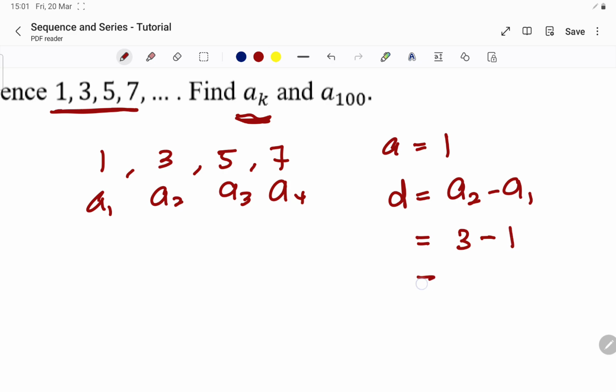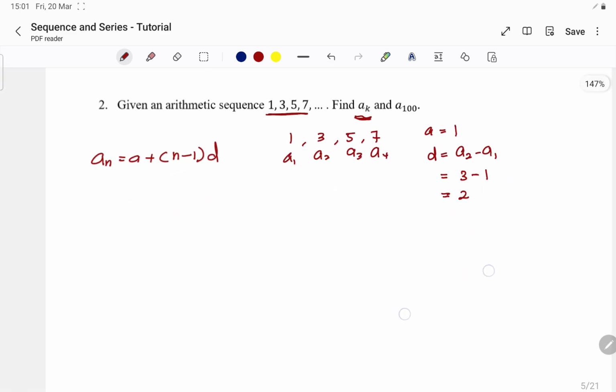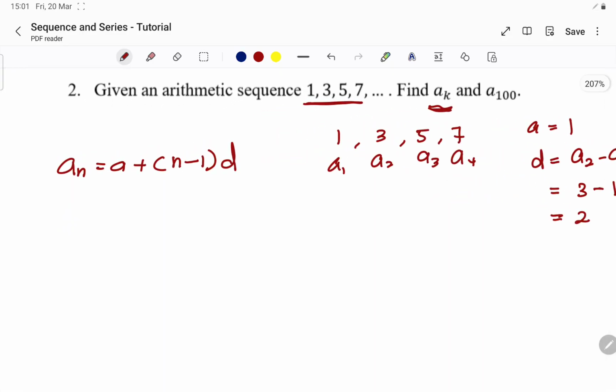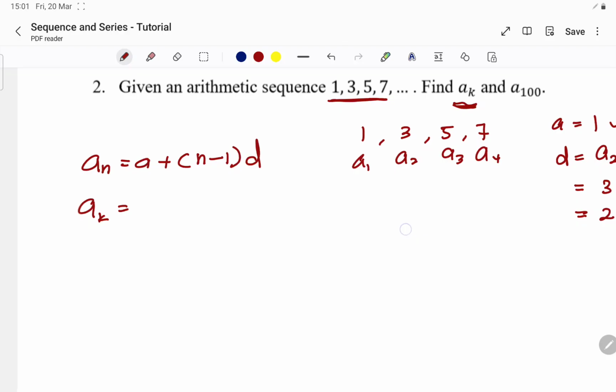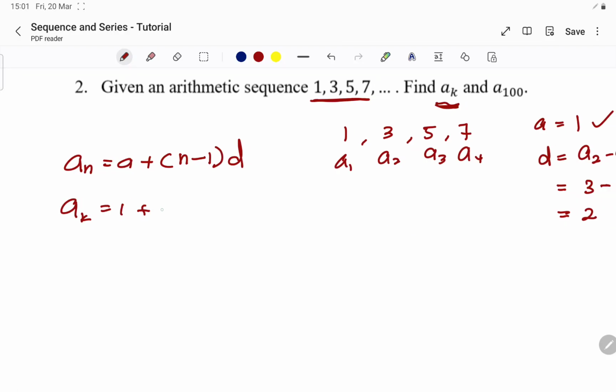You're going to get n equal to 2. Okay, so now we want to find AK. So what you have to do is just substitute n here into K. So AK is equal to A, which we already got, which is 1, plus n, which is our K, minus 1, D, which we have as 2. Then here you just have to expand.